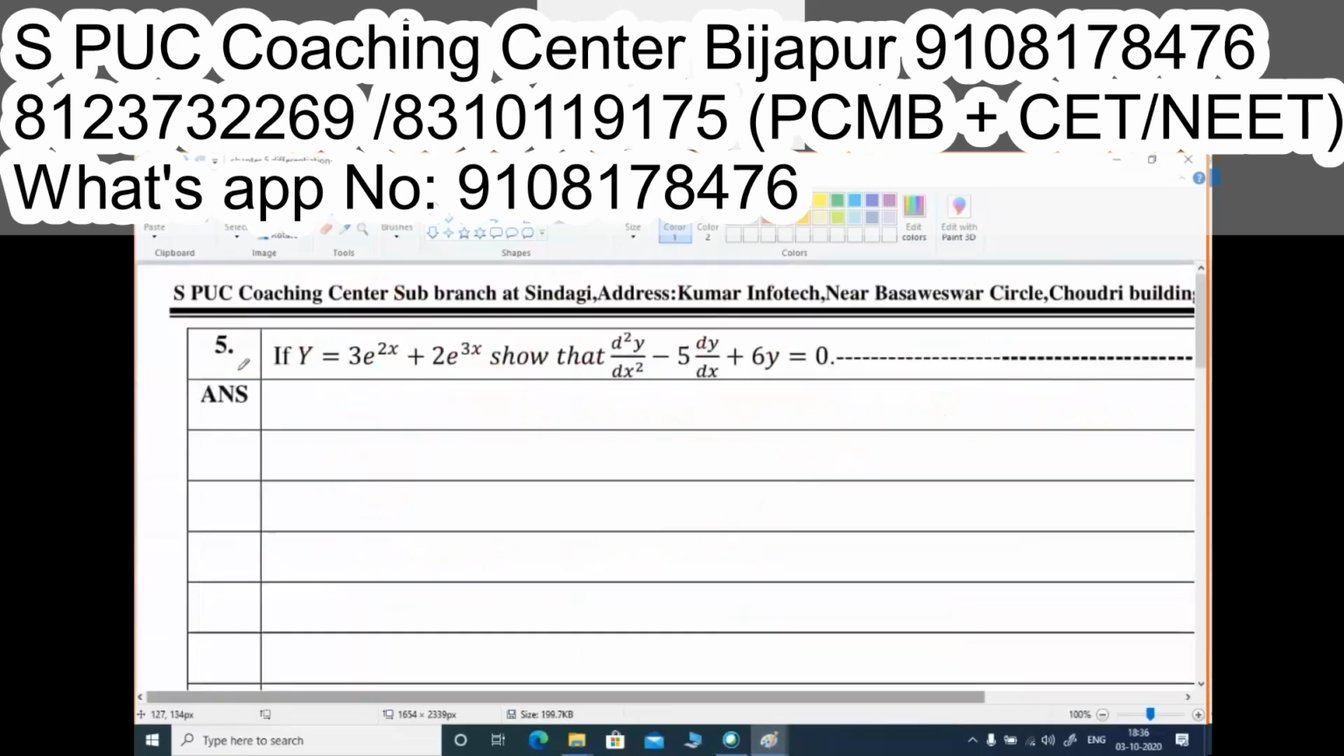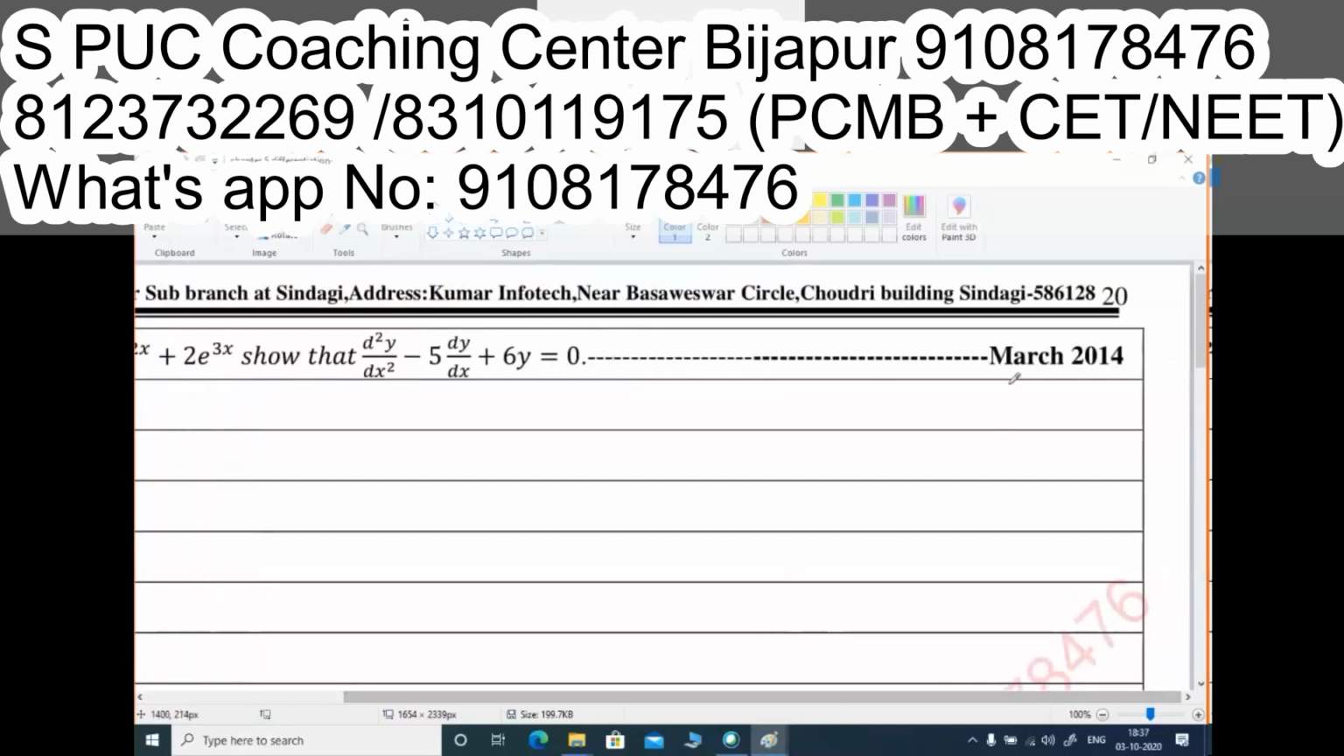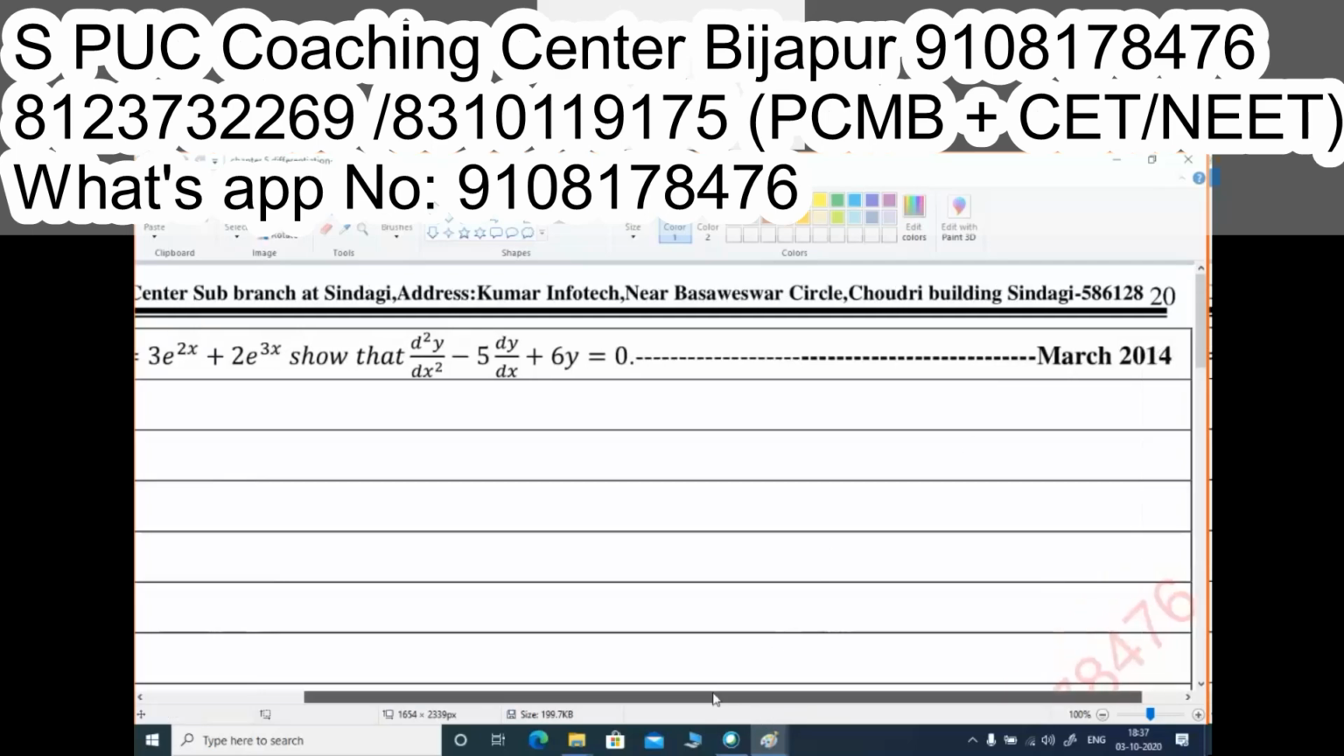Note about this fifth problem, everybody. If y is equals to 3e raised to 2x plus 2e raised to 3x, show that d square y by dx square minus 5 dy by dx plus 6y is equals to 0. This appeared in March 2014. Let us have the solution of this problem clearly.